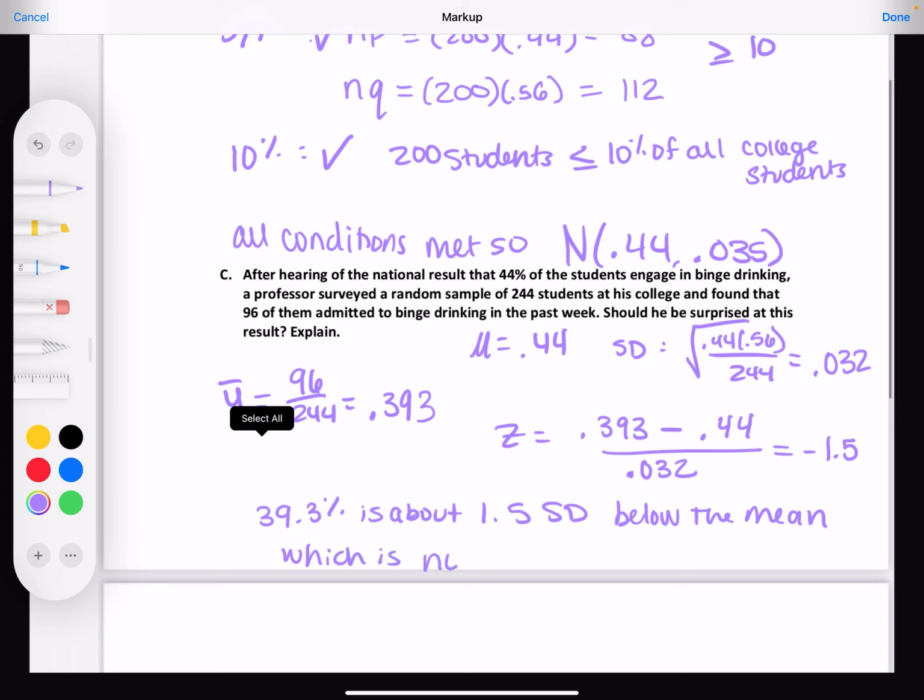That is sad. Below is good, right? In this case, yeah, it's good for it to be below, because that means that there's less than your average amount that are binge drinkers, which I would classify as a good thing. I would concur.